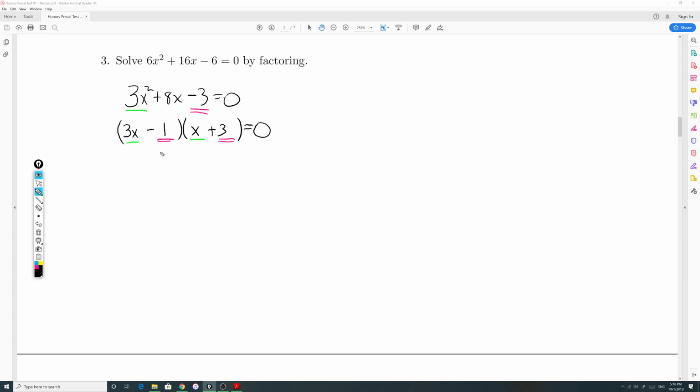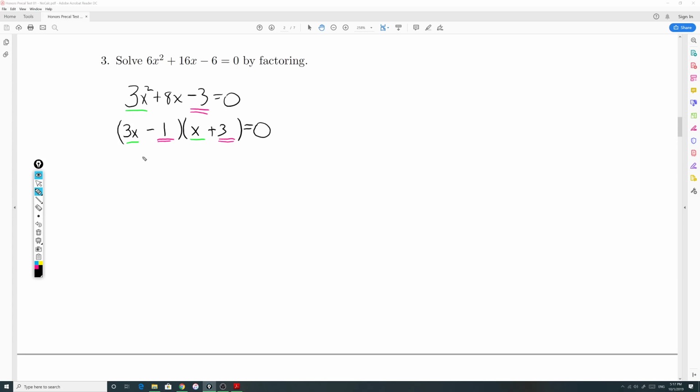Now I don't just automatically know that that's the correct answer by looking at the blanks. I have to check the middle term and see if that's correct. So you look at the outside terms, 3x times 3 would be 9x. Negative 1 times x is negative x. And 9x minus x, that is the 8x that we want in the middle, so I know that everything's in the right place.